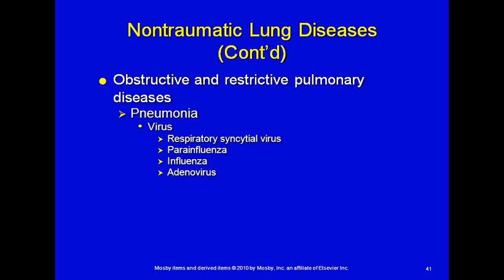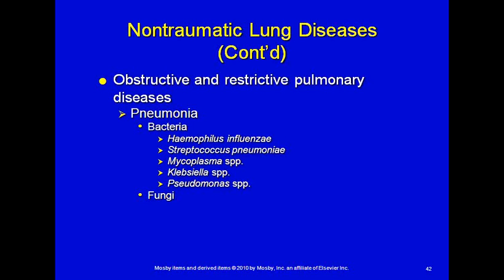The parainfluenza virus, influenza, and adenovirus are what we see most commonly here in the United States. Influenza H1N1 being a major cause of pneumonia. Pneumonia accounts for about 1,200 deaths a year in Iowa, and we're right in the thick of the influenza season. Pneumonia can be caused by a bacteria as well, Haemophilus influenzae, Streptococcus pneumoniae, Mycoplasma, Klebsiella, and Pseudomonas are all bacteria that can cause pneumonia.